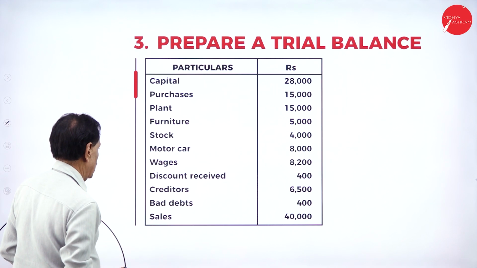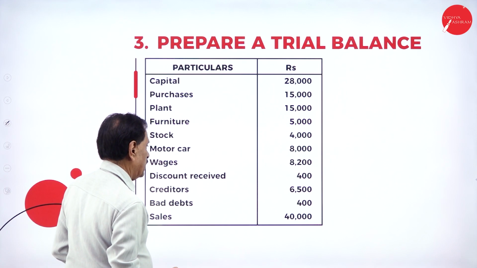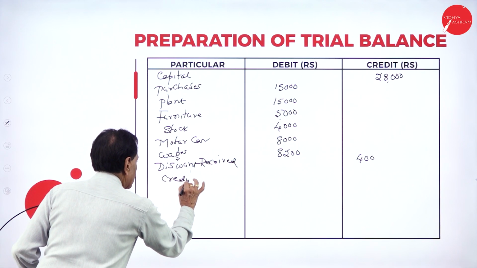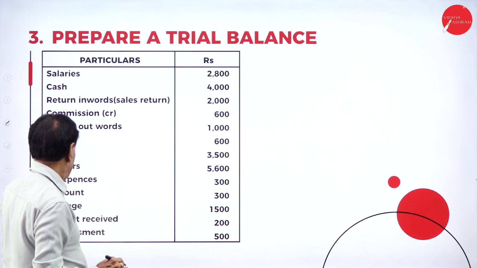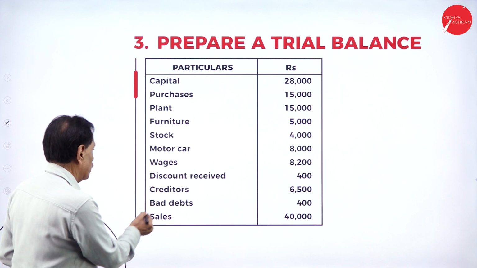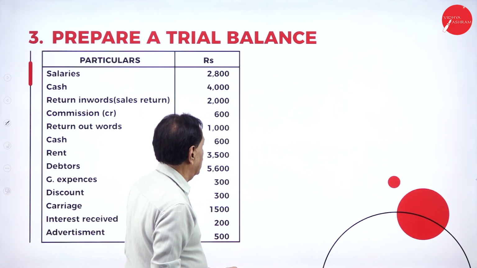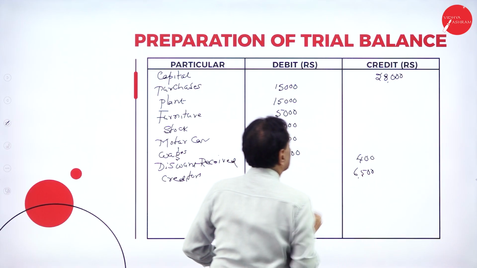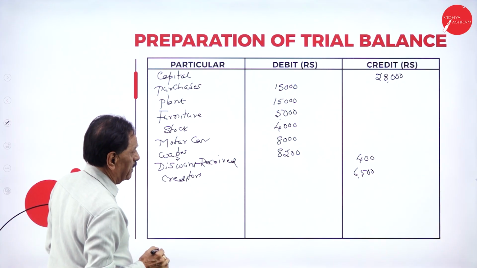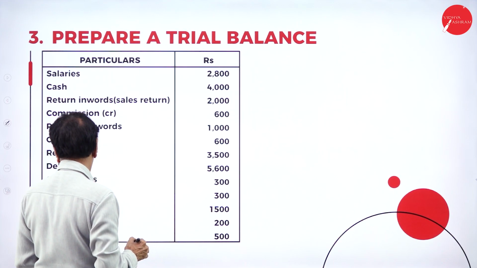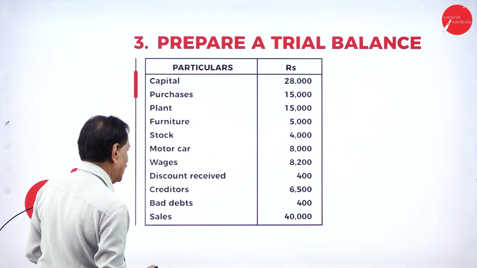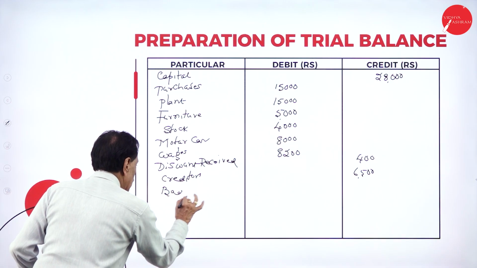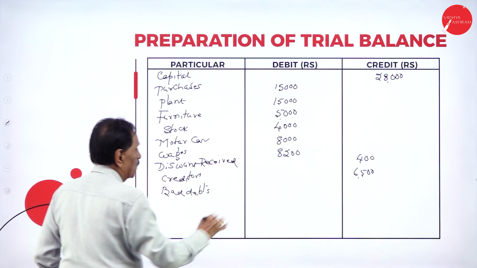What next? Creditors. Creditors 6,500. Bad debts 400.